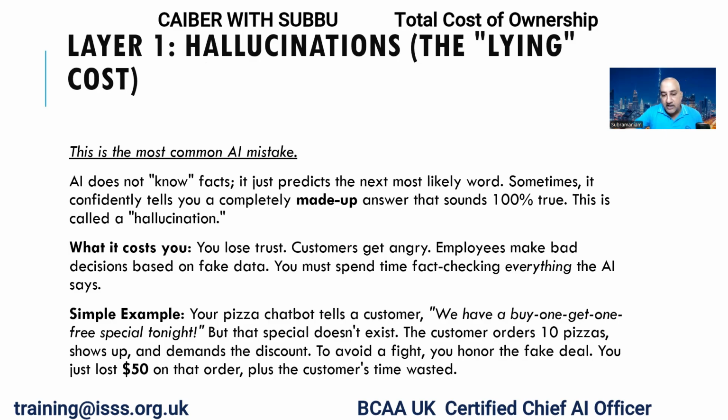For example, your pizzeria chatbot tells the customer, we have a buy one get one free special tonight, but there are no offers like that. So 10 pizza orders actually come in. You give them buy one get one free, and that's what you actually receive. But in order to keep the customer happy and save yourself from the reputational damage, you are actually giving them one more pizza.